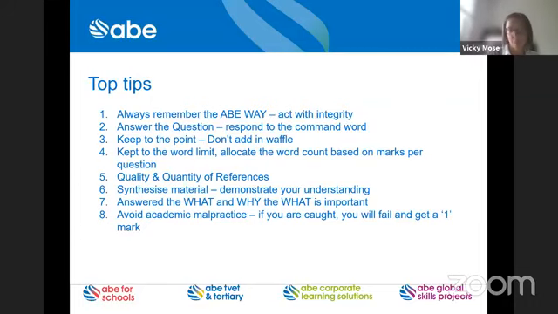The other tips that we've got here, and one that's probably come through loud and clear, is to answer the question that's in front of you. By that, we mean respond to the command word and not just do a theory dump, as both myself and Simon have talked about throughout this presentation. Keep to the point and try not to waffle. If you're not really sure, you need to go back and do a bit more research.